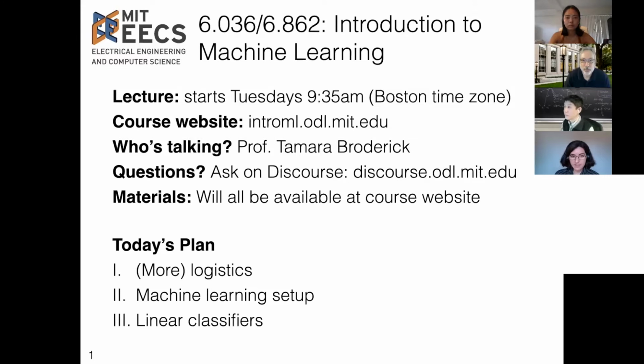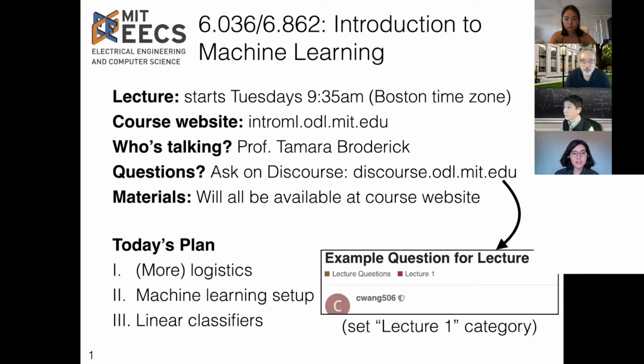The one thing that I'll mention is that if you're interested in a lecture question, because you're participating in lecture, then we encourage you to use the lecture 1 category. When you go over to Discourse, there's this great example question that tells you how to set things up. Lecture 1 category is obviously for today. Today is lecture 1. Then there will be a similar category in the future for the different lectures that we have.